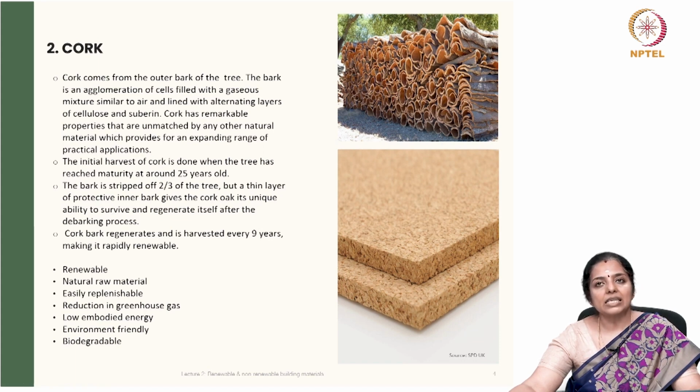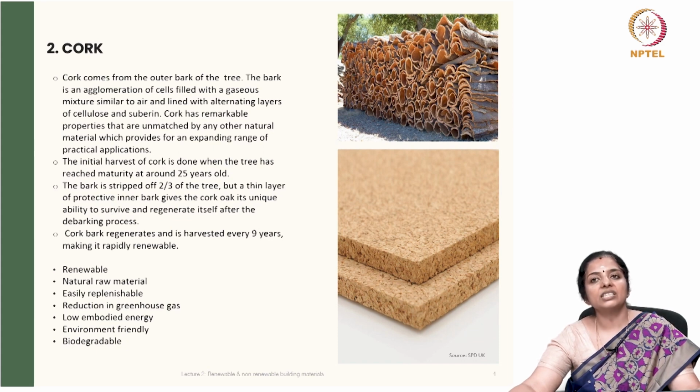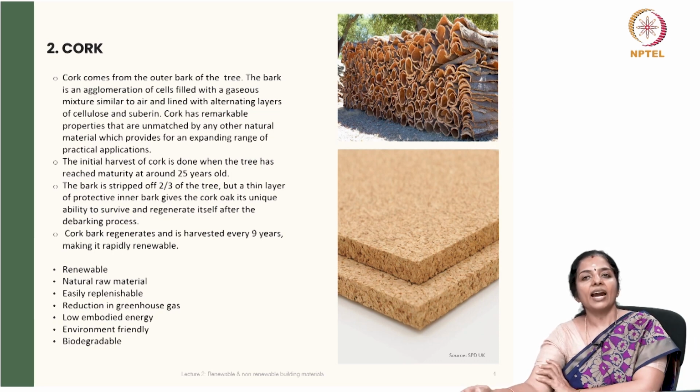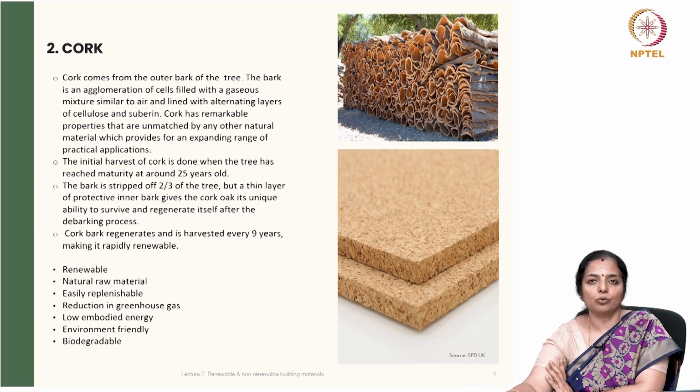The bark is stripped of 2/3 of the tree, but a thin layer of protective inner bark gives the cork oak its unique ability to survive and regenerate itself after the debarking process. Cork bark regenerates and is harvested every 9 years, making it extremely and rapidly renewable. So, the tree remains and the cork bark just keeps shedding, and therefore it is 100% renewable.